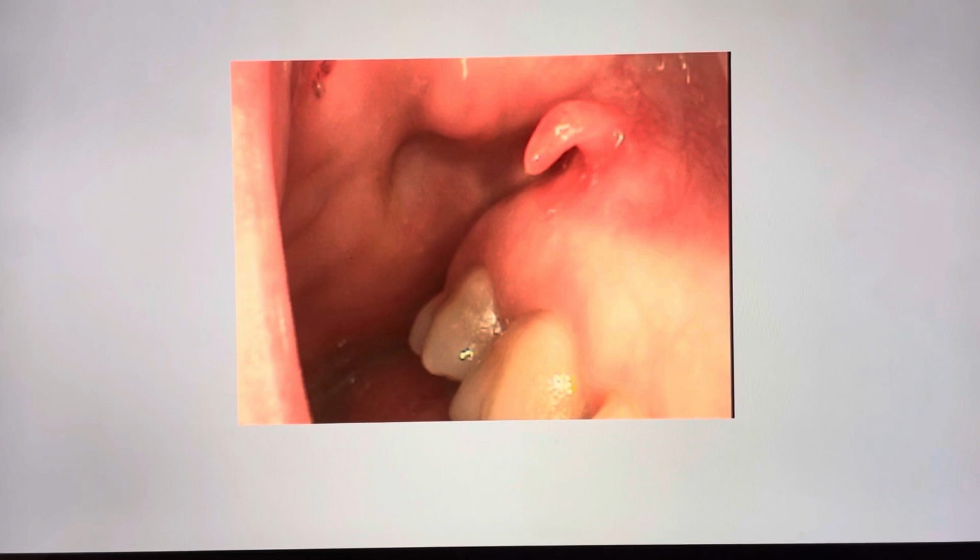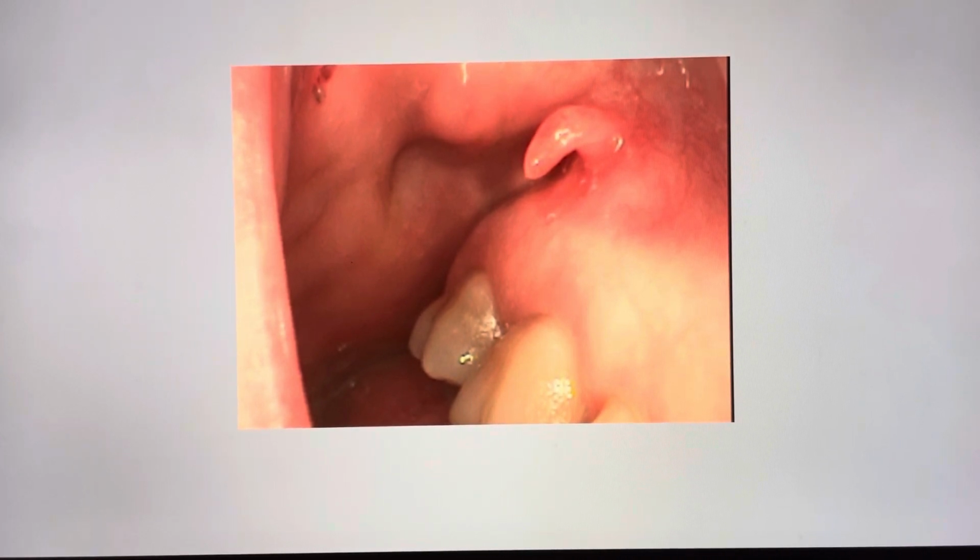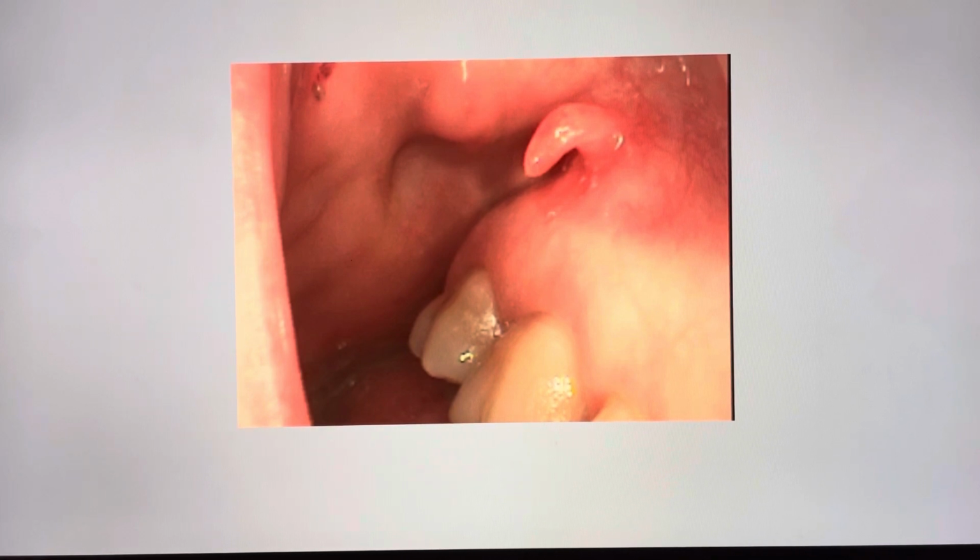Today I'm going to talk about gum boil or parulis. This lesion is a reactive lesion and is always seen on the gingiva. Look at this funny looking lesion on the buccal gum of tooth number 2 and 3, upper right side.